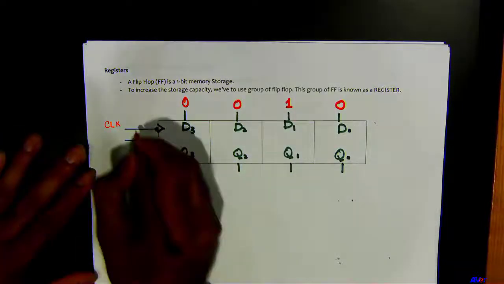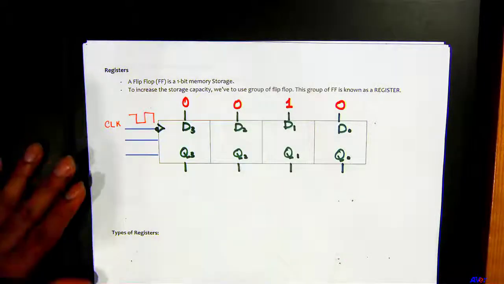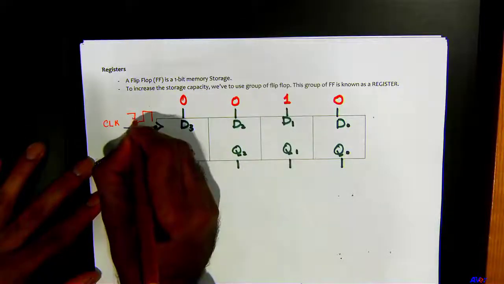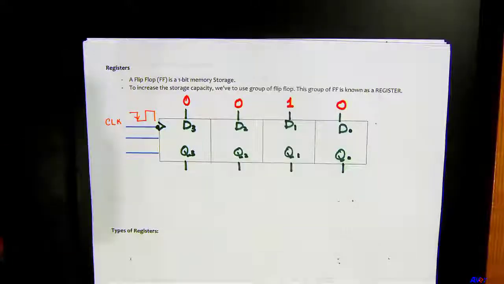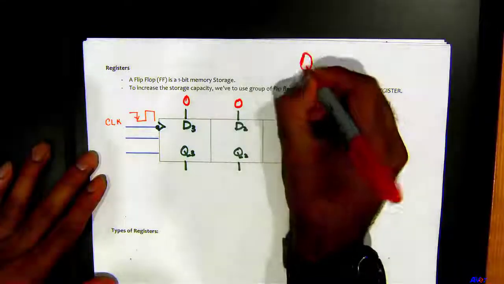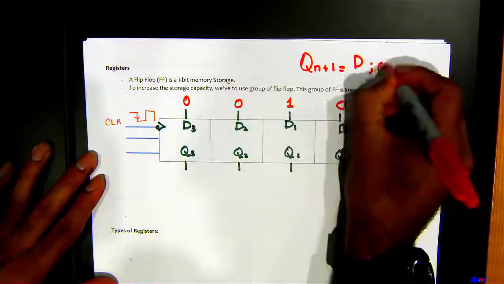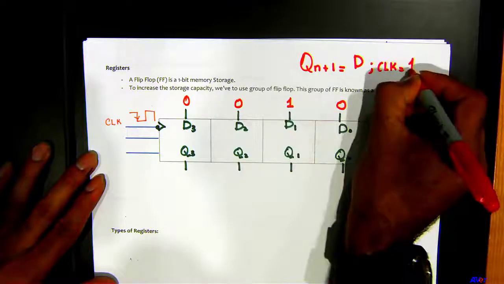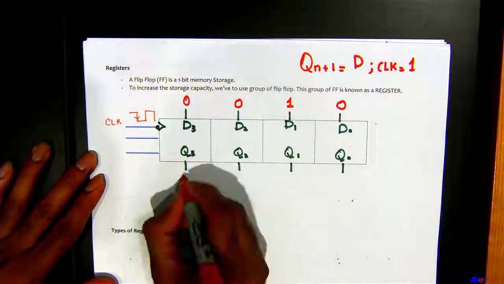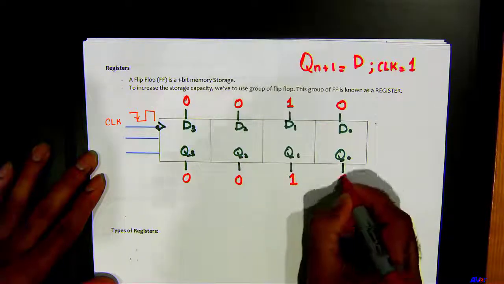What should happen when the next negative edge triggered clock cycle comes in? What should be Q3, Q2, Q1, Q0? Because in a D flip-flop, your next state is equal to D when clock is high. So it will basically just pass on the data through this flip-flop. It will be 0, 0, 1, 0.